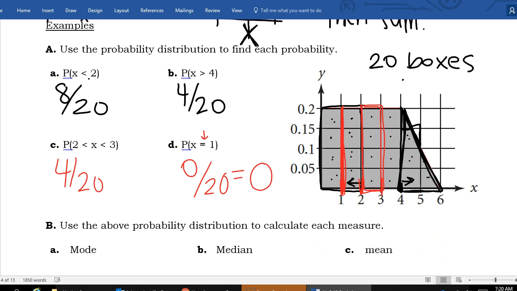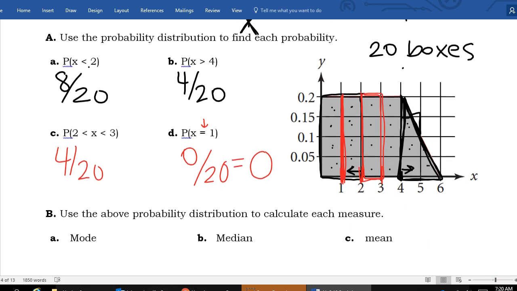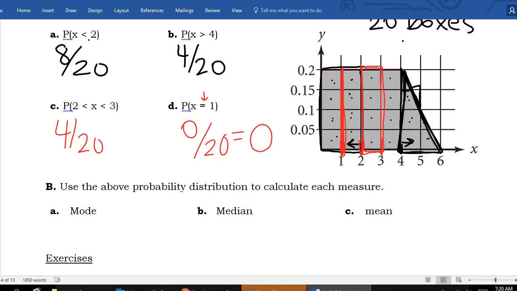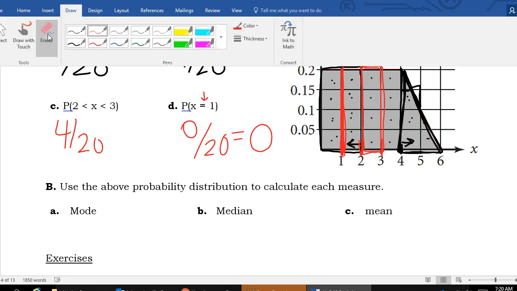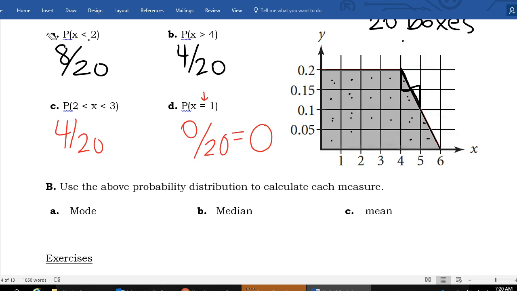Letter B, use the above probability distribution to calculate each measure. So I want to do the mode, the median, and the mean. Starting with the mode, I'm looking for a tippy top peak. And if I look at this distribution here, I have a flat line at the top, right here. And because that is not a point higher than the rest of the distribution, this distribution has no mode.